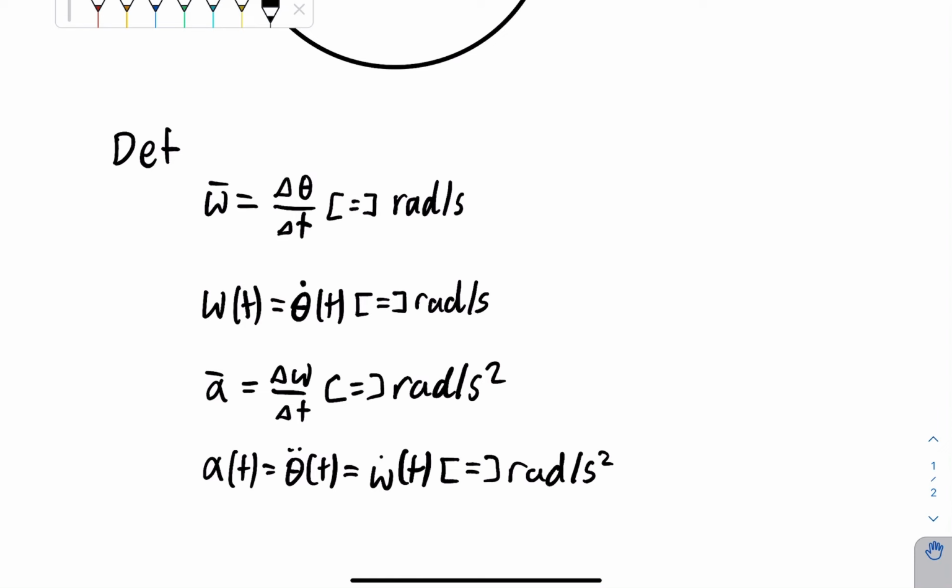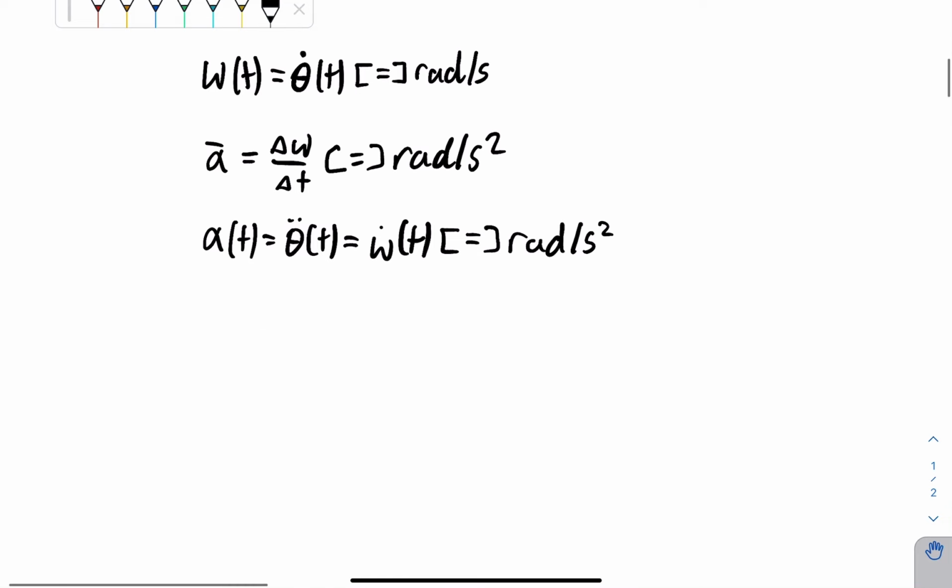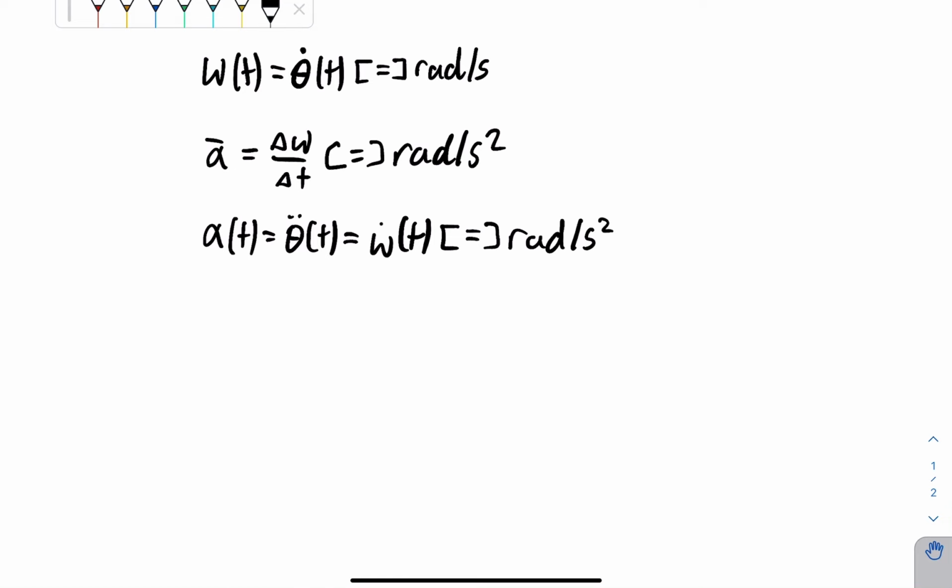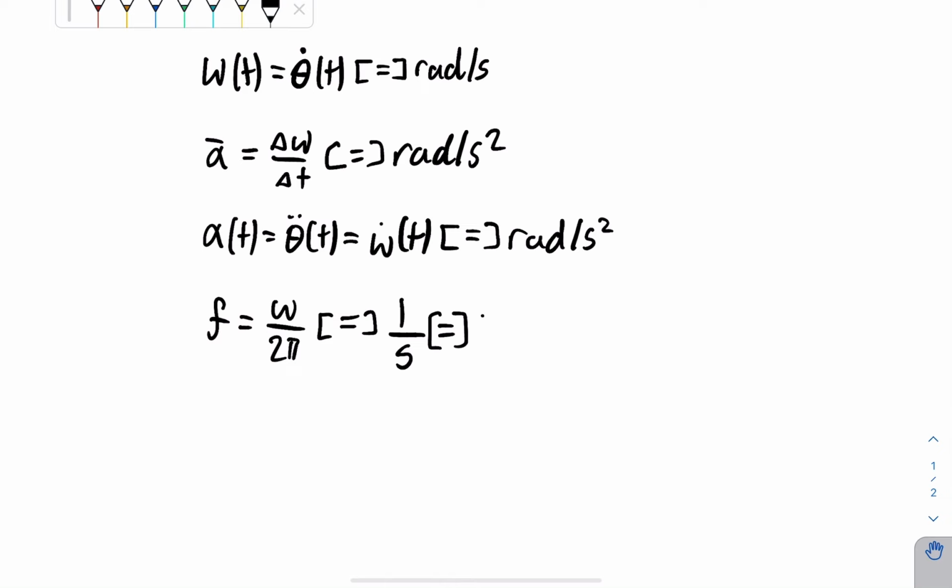Sometimes there are other magnitudes that we like to use, which we will define now. We will define the frequency as being omega over 2 pi. This is in units of 1 over seconds, which is equal to hertz. We will also define the period, T, as being the inverse or the reciprocal of the frequency. This is in units of seconds.